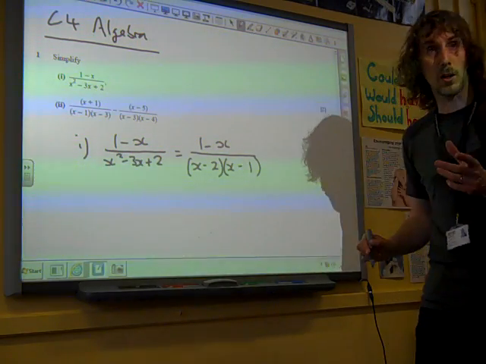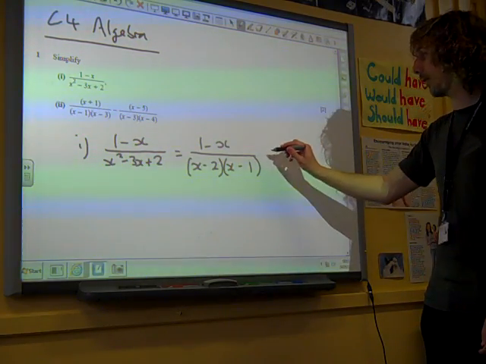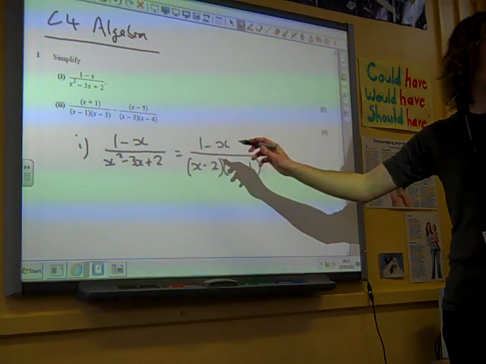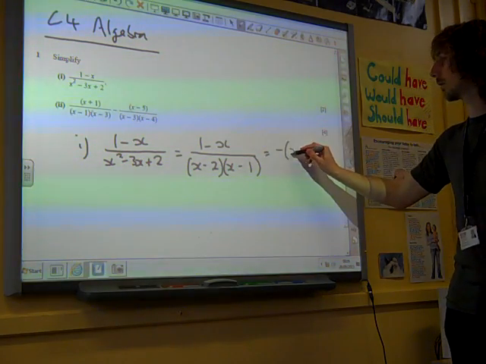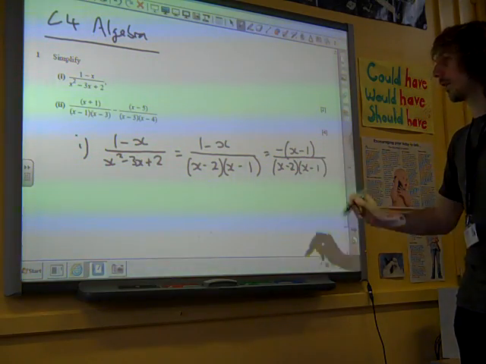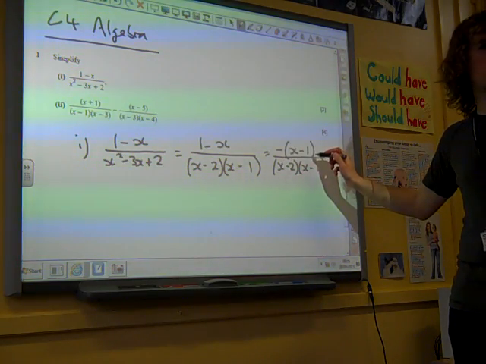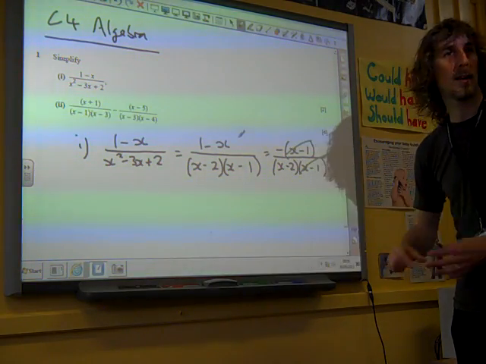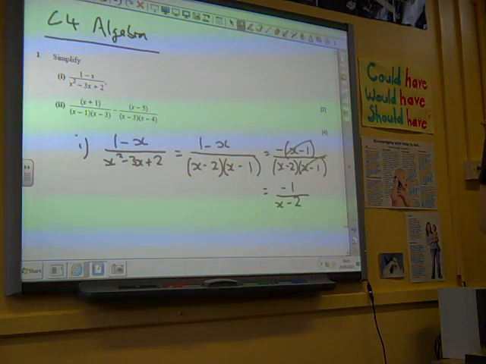Now, hopefully at this point you do spot that we've got a common factor, but you may need to do something with it first. There are a couple of ways you could go about this, but I think we'll take the top line and make it negative, because that would be the same thing, wouldn't it? Because we've got minus x plus 1. And so now we've got x minus 1 as a common factor, and we're left with minus 1 over x minus 2.